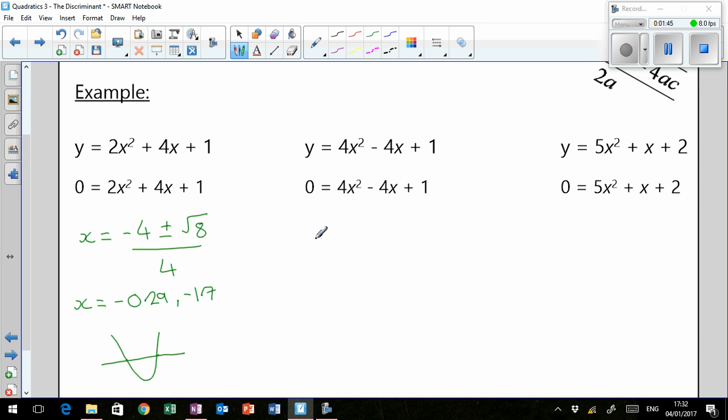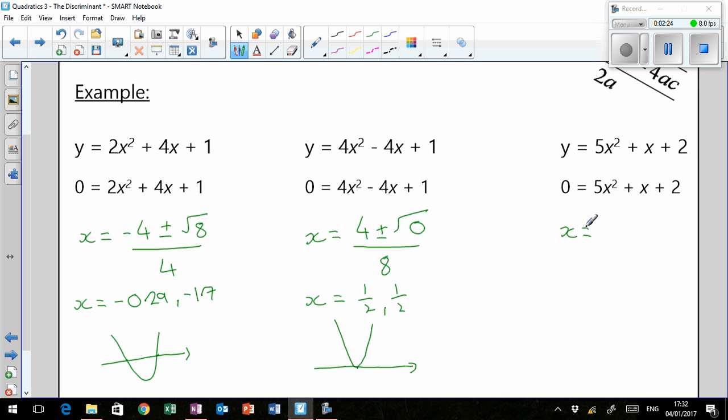The second one, when you find where it cuts the x-axis, simplifies in the quadratic formula to 4 plus or minus the square root of 0 over 8, which gives you, when you add on root 0, a half, and when you take away root 0, it also gives you a half. So for your x-axis, your quadratic has just one single point of intersection, because there are two answers that are the same coming out of that quadratic formula.